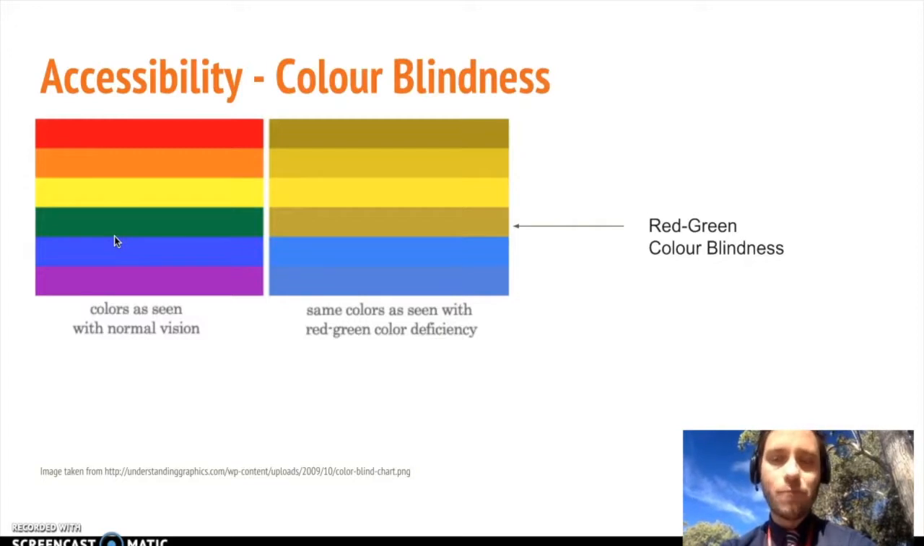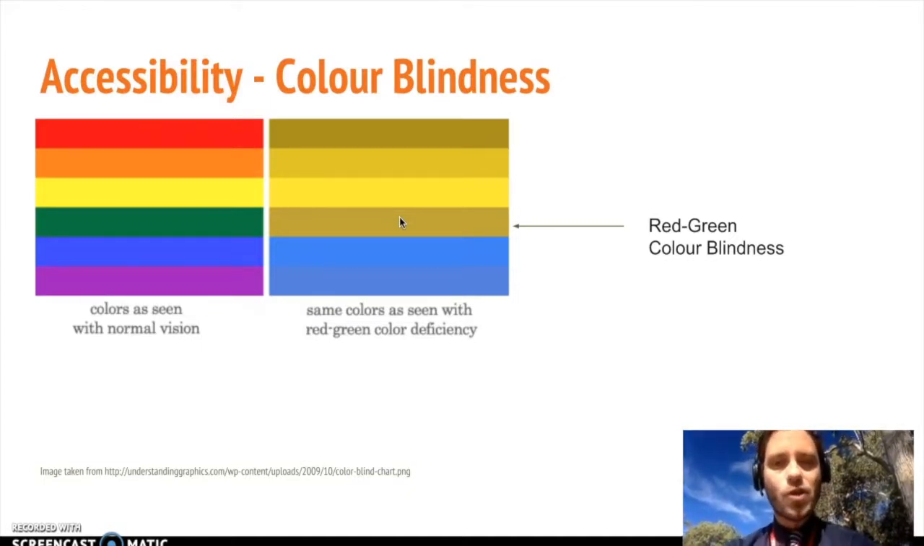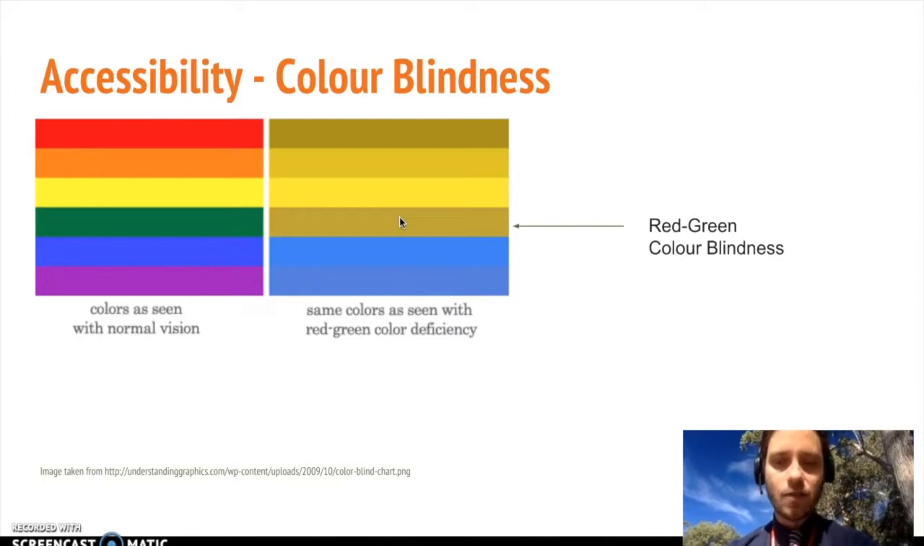Color blindness is a big problem with a lot of people. This is an example of what red-green color blindness looks like, where you can see the red here and the green here are very similar shades. And so if these two colors were next to each other, then that would obviously be a problem. So it's important to design your website with color blindness in mind and to make sure that the vast majority of people can see the website with enough contrast to be able to understand it.